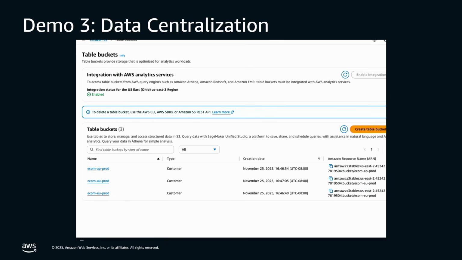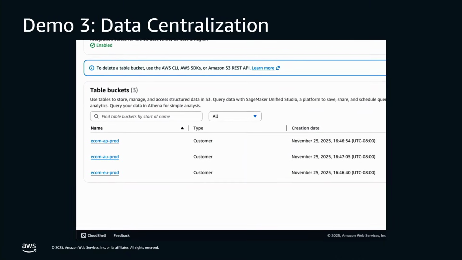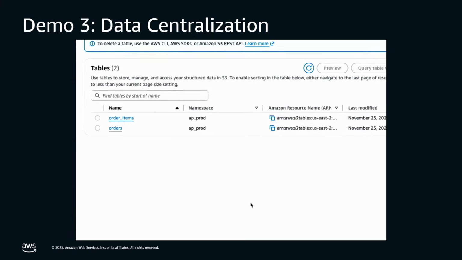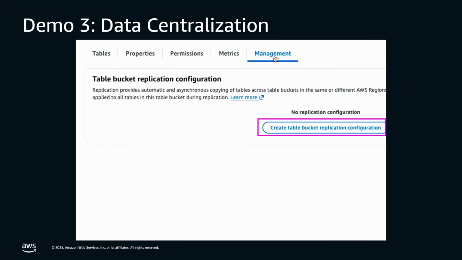Now, let's take a look exactly what we have in these table buckets. We are going to open the first one and see what tables we have. So we have orders and order items in a parent-child relationship, a very typical setup. We don't want to set up replication for each one of them again, because we don't want to run this configuration twice. So what we'll do this time is to go to the Management tab of the table bucket. This will configure replication for all the tables in this table bucket.